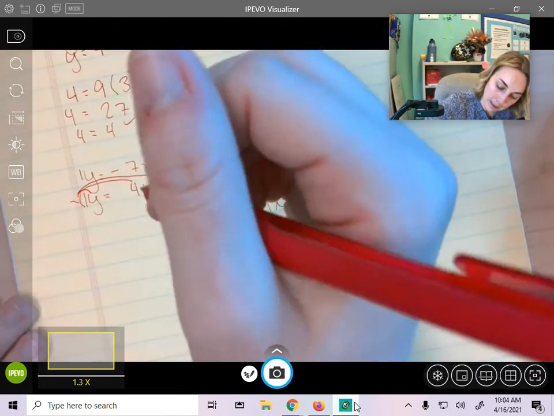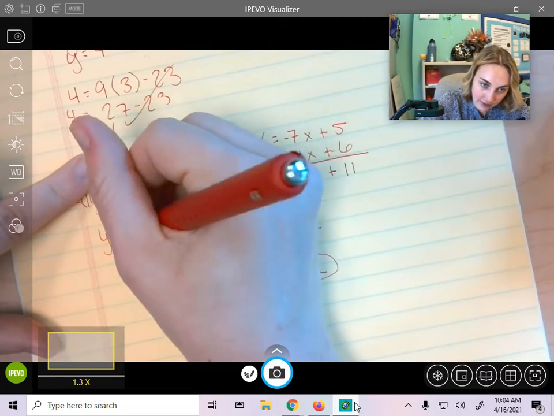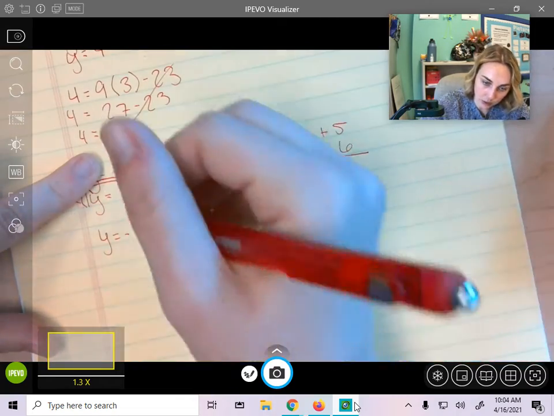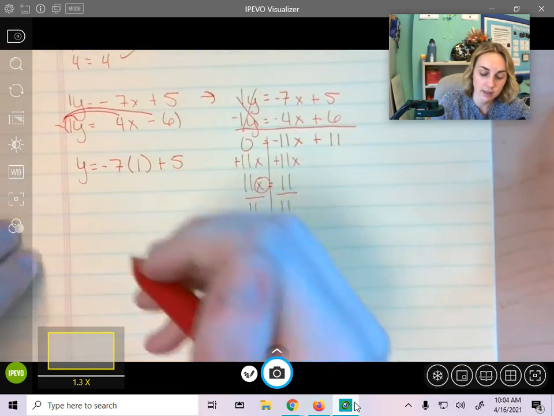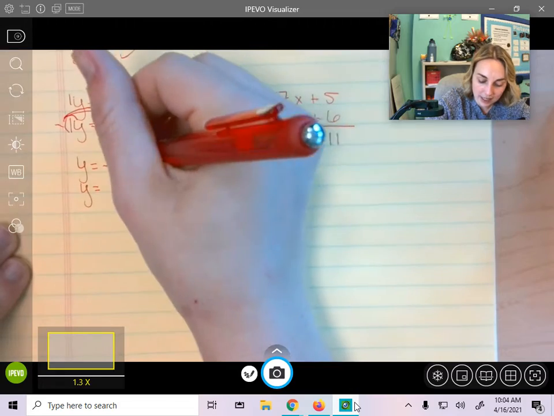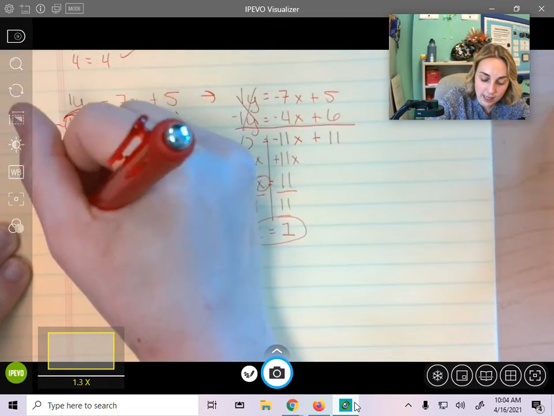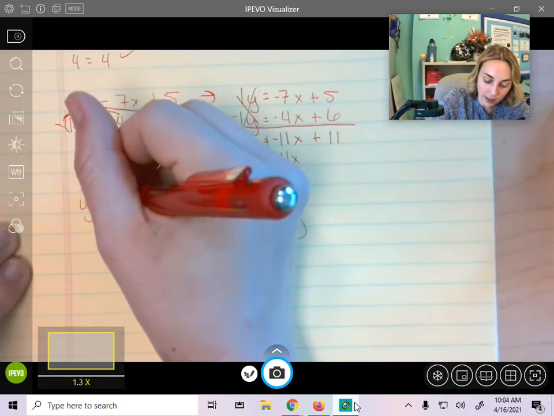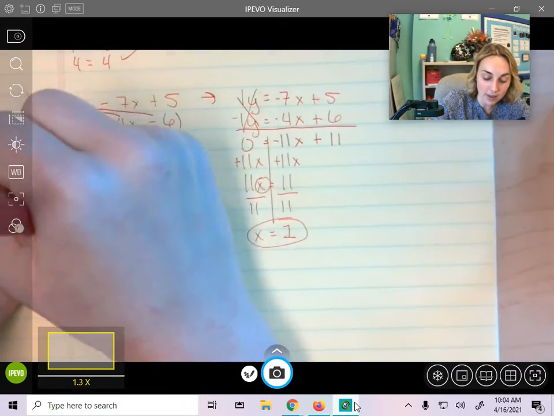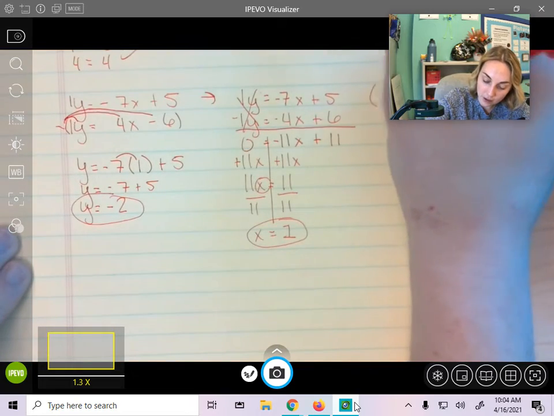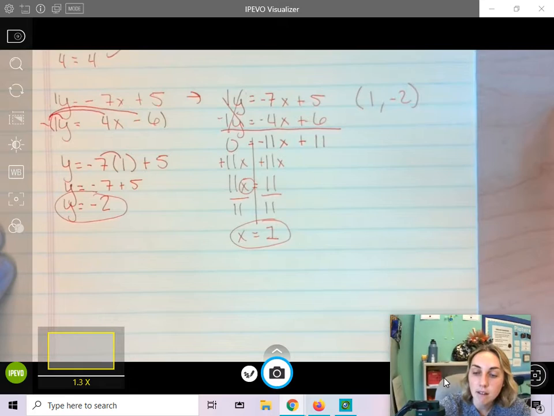Okay. So y is equal to -7. My x value was 1. And I'm going to put +5, and now I'm going to go ahead and solve for this. Y is equal to -7 times 1 is -7 plus 5. -7 plus 5 is going to give me a -2. All right, so my x value is 1, my y value is -2. So I'm going to write that down over here in my ordered pair form.